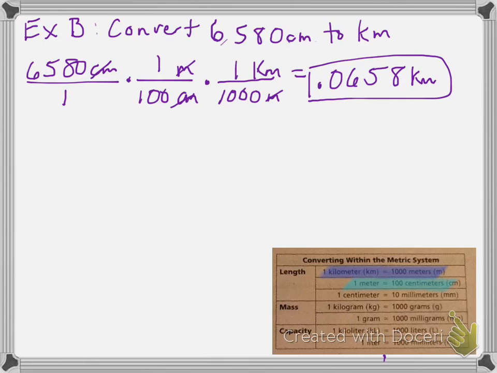Alright, so the next one is converting between the different systems. That's a chart that I do not have on my wall, so you have to use the one that is on your worksheet, and I've included it down here, again, in my bottom right hand corner. So example C, we're going to convert 4.2 gallons to milliliters.